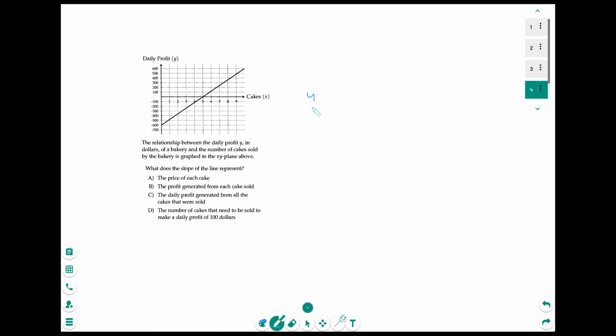We just said that the slope of the line represents the rate of change. So, is it the price of each cake? No, it's the profit generated from each cake sold, which means for every cake sold, the slope would tell us how much profit we get for every extra cake. As a matter of fact, this has to be our answer because we just went over the fact that the gradient, or the rate of change, says for every increase in x, how much does y increase?